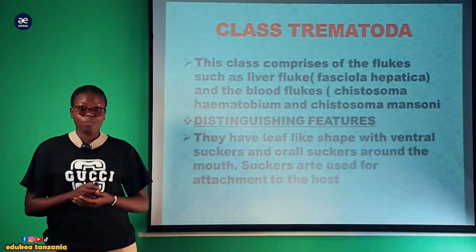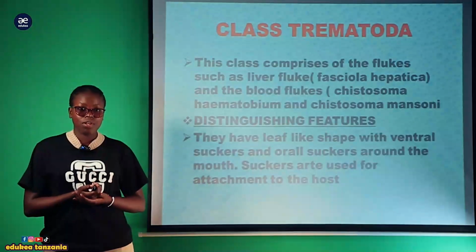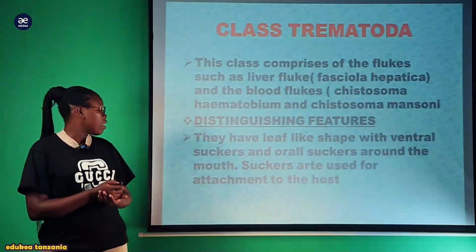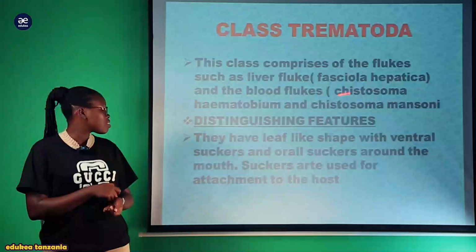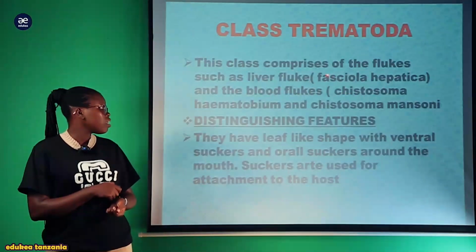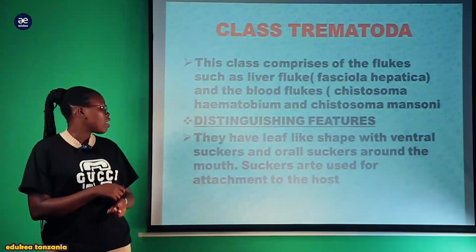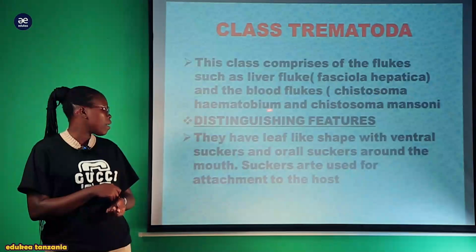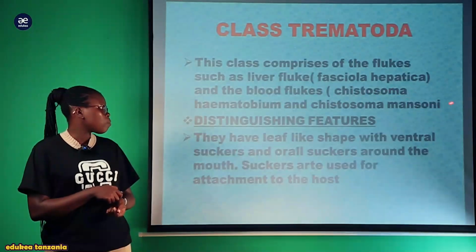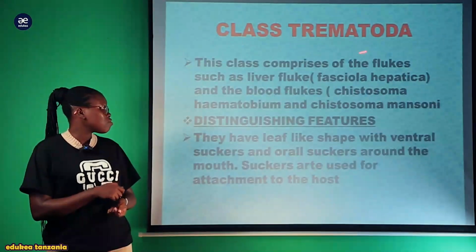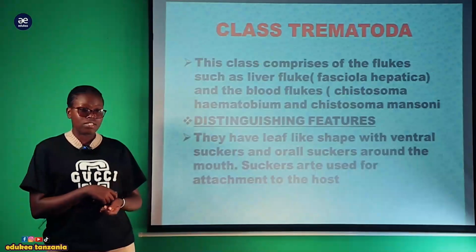The last class is class Trematoda. This class comprises flukes such as the liver fluke, which is Fasciola hepatica, and blood flukes, which are Schistosoma haematobium and Schistosoma mansoni. So within the Trematoda there are these liver flukes.